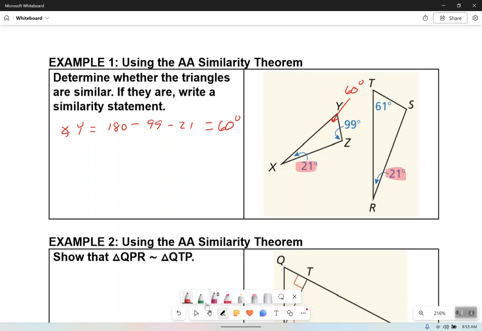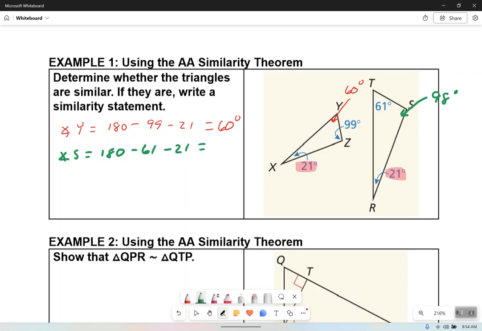What angle don't we know in the bigger triangle? Wouldn't that be 180 minus 61 minus 21? How many degrees is that? 98. Okay, and S would be how many degrees here?